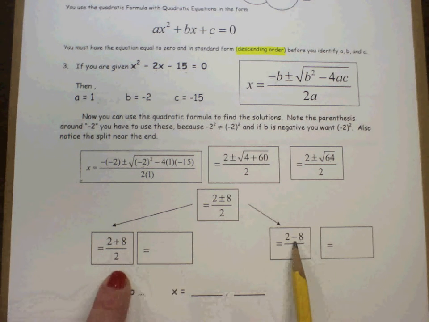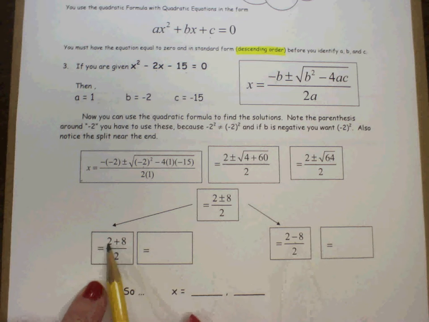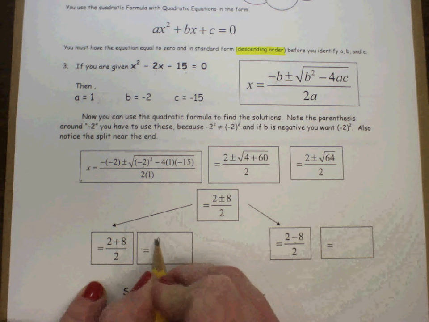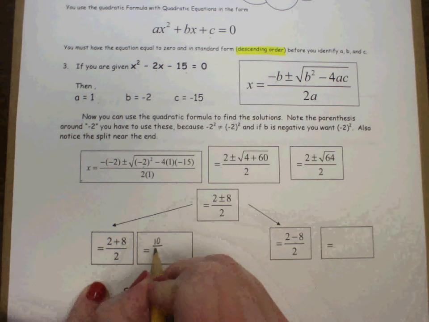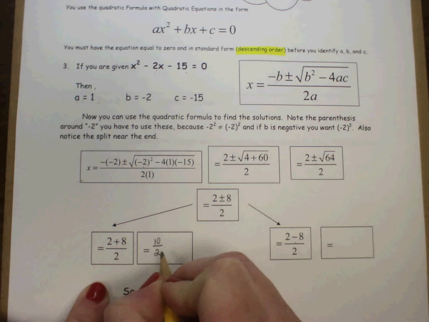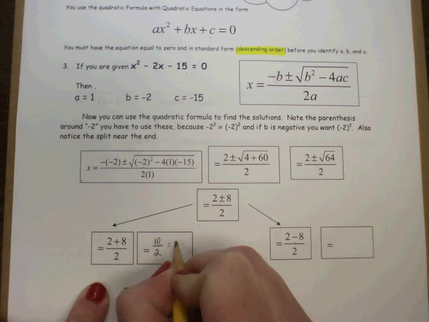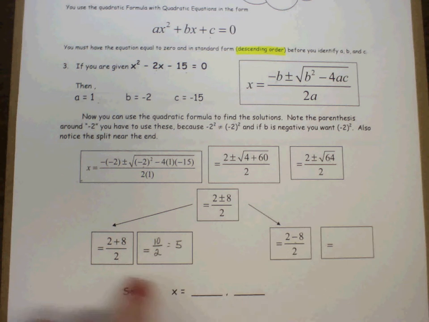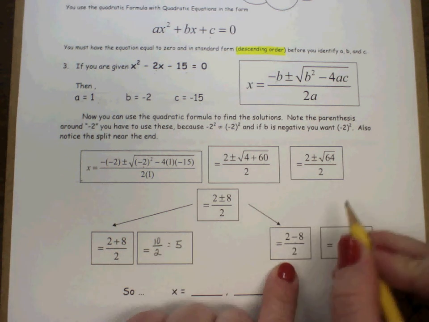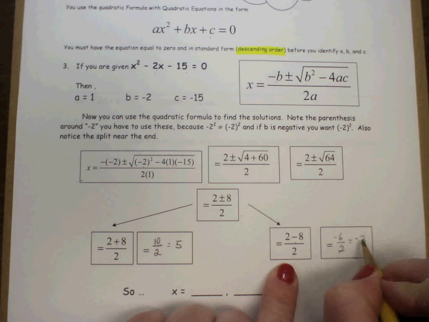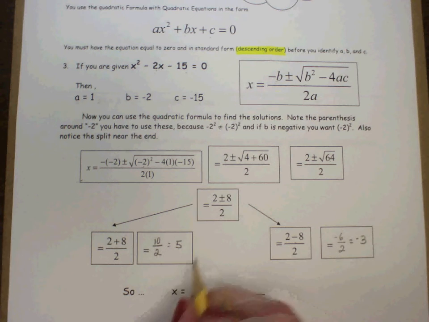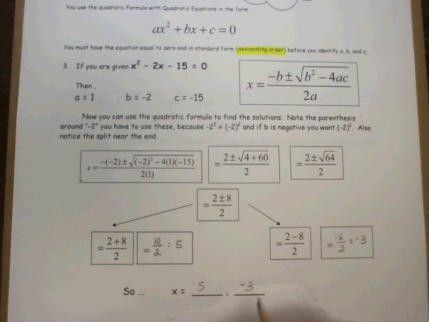So 2 plus 8 equals 10. 10 divided by 2 equals 5. Now 2 minus 8 would be negative 6, and that divided by 2 would be negative 3. So the zeros of the equation would be 5 and negative 3.